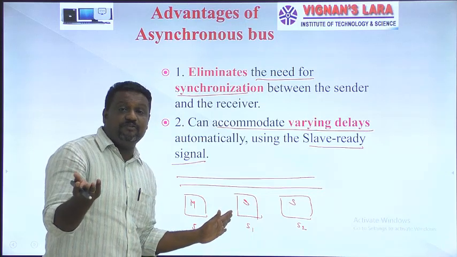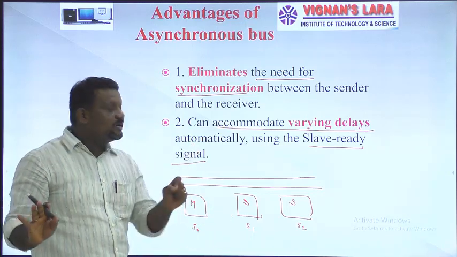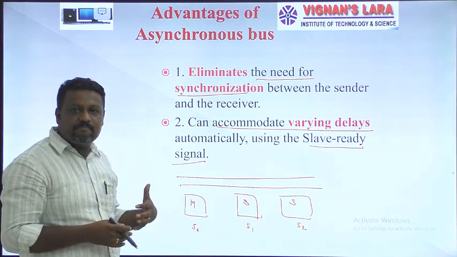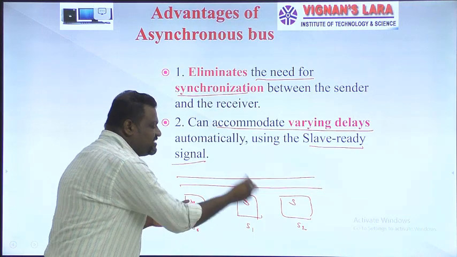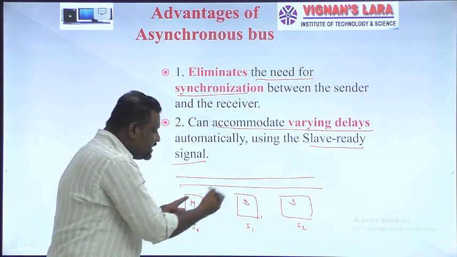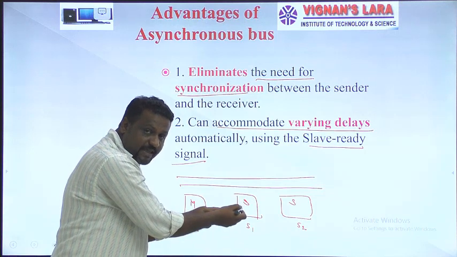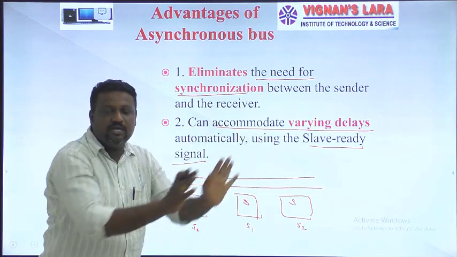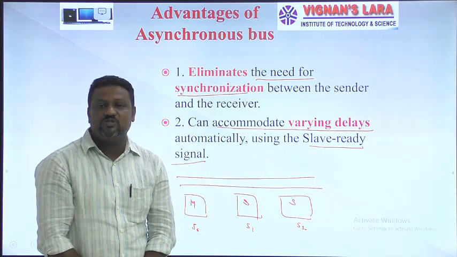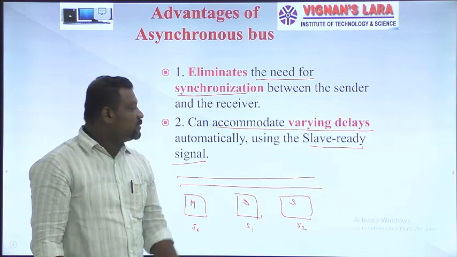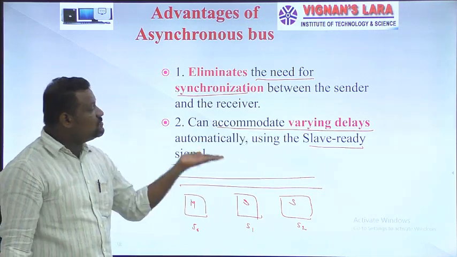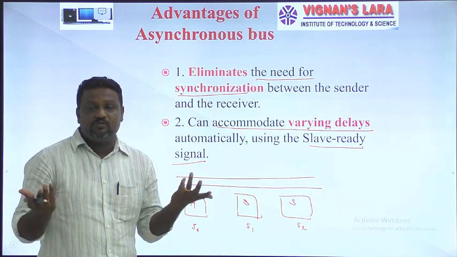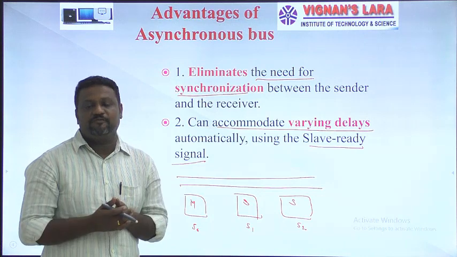Even if their speeds are different, I don't face any problem, because here I took the help of control signals, which are handshaking signals. Whenever the master wants to send something to the slave, it expects some response from the slave. That means the slave has to send the slave ready signal to the master, and only then the master is going to send information to the corresponding slave. So the important thing is that wiring delays are accommodated automatically using the slave ready signal. If the delays of the devices differ, we don't face any problem.